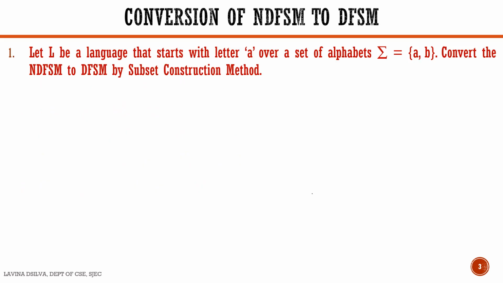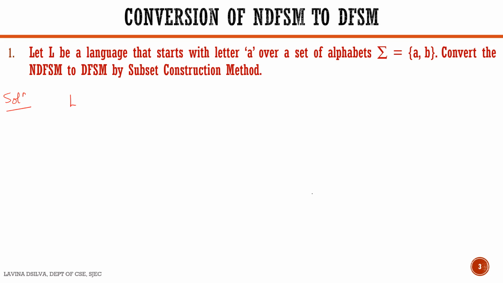So let us take an example to understand the conversion of NDFSM to DFSM. Consider the question: let L be a language that starts with letter A over a set of alphabets sigma equal to A, B. Convert the NDFSM to DFSM by the subset construction method. Now the solution to this problem goes like this.